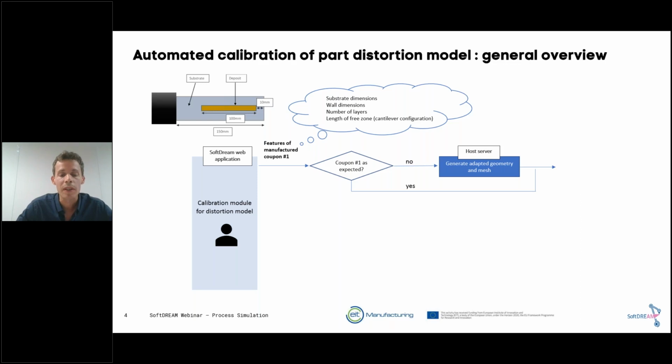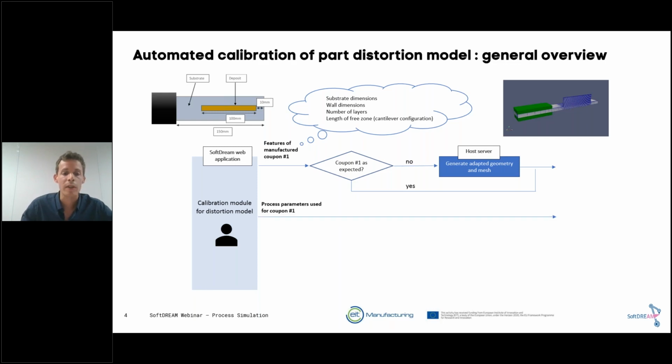the end user is still free to use a slightly different dimension because of some practical constraints. Sometimes it's not possible to build exactly the specimen as required. So some flexibility is possible in the calibration module. And if the dimensions are slightly different, then there is an automated generation of mesh and geometry corresponding to the exact dimensions that have been used for the experimental procedure.